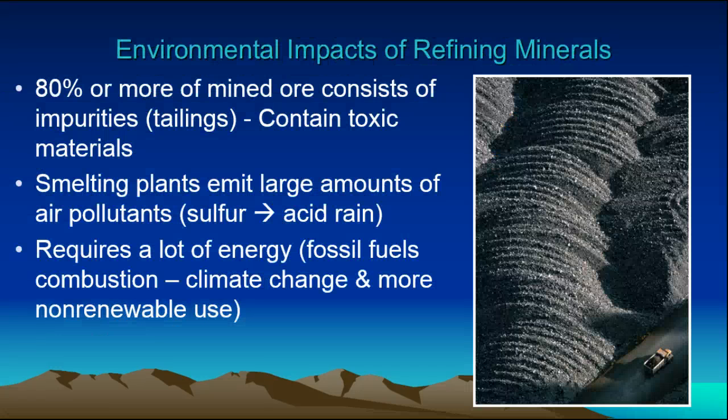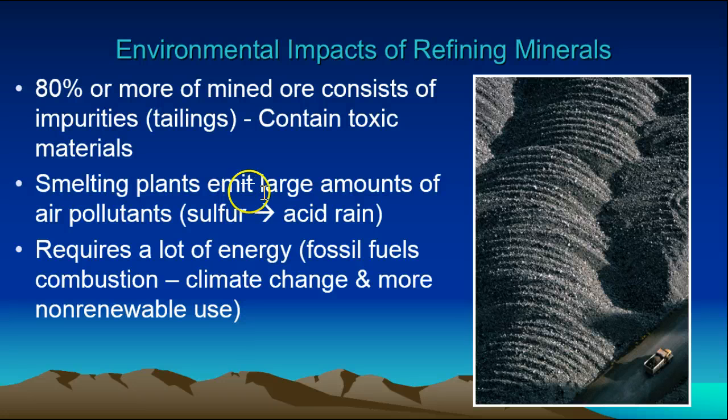So one of those environmental impacts we want to focus on are the tailings, or that slag. 80% or more of that ore is going to be this waste that you don't actually need. And a lot of this is going to contain toxic materials, heavy metals, things like that, that you don't want to get into the ground supply. If it does, that can cause things like acid mine drainage.